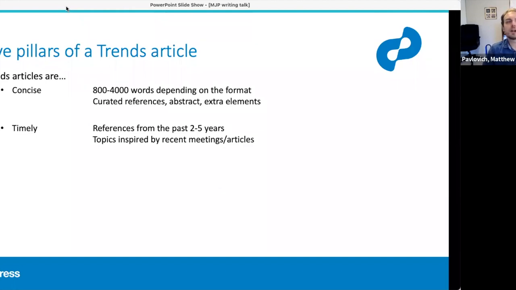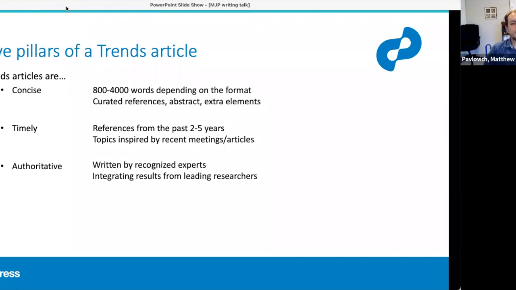Timely. So we're not going to go back and dig into what people were doing in 2006. We're not going to maybe re-examine a body of literature unless there's been some new recent developments. But really, we're looking for what are people covering right now? What are the active research topics? And then what can we say new about them?